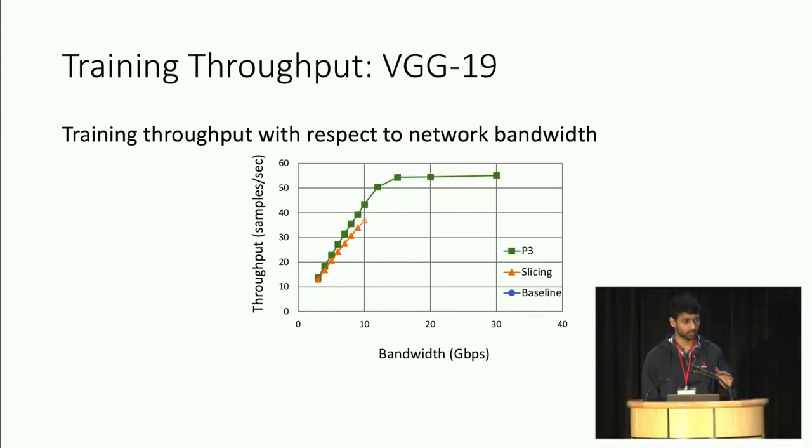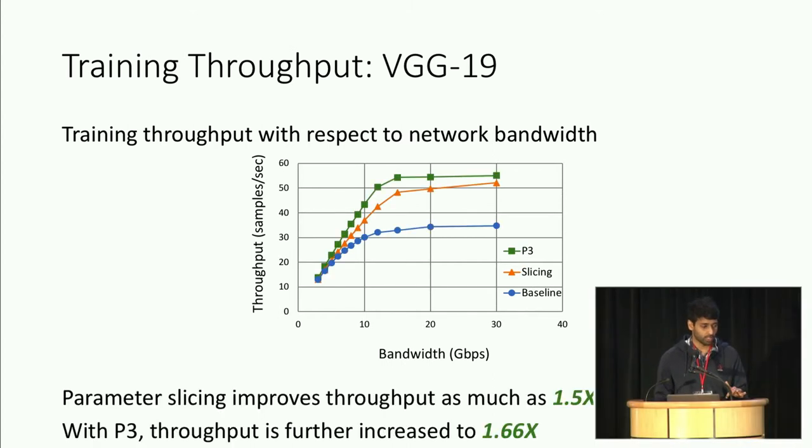So the first experiment is to measure the training throughput. We conducted this experiment in two steps. The first one is to analyze the benefits from parameter slicing optimization alone. And as you can see, we get about 50% improvement on VGG19 on top of the baseline performance. And with full P3, which incorporates both parameter slicing and priority-based update optimization, the performance benefit increases to up to 66%.